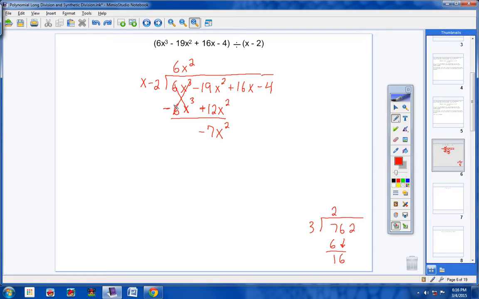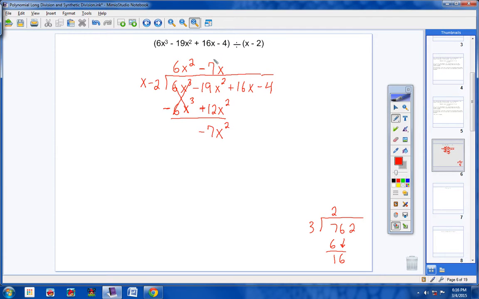So here we go. Let's repeat the whole process. Divide first term into first term. X goes into negative 7x squared negative 7x times. If you want to see that, it's negative 7x squared divided by x, okay? Your x would go into your x one time. Negative 7x to the 1 power, okay? Alright, now, so put a negative 7x up there.